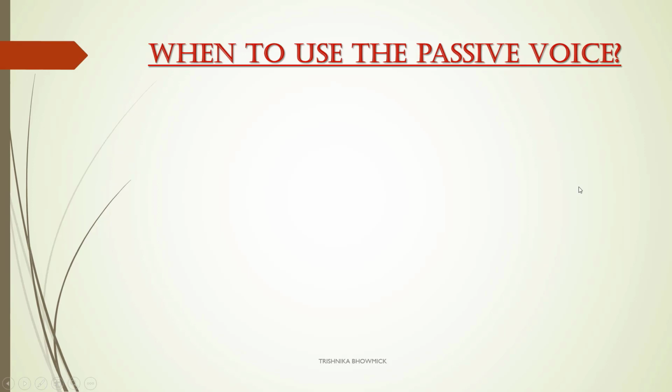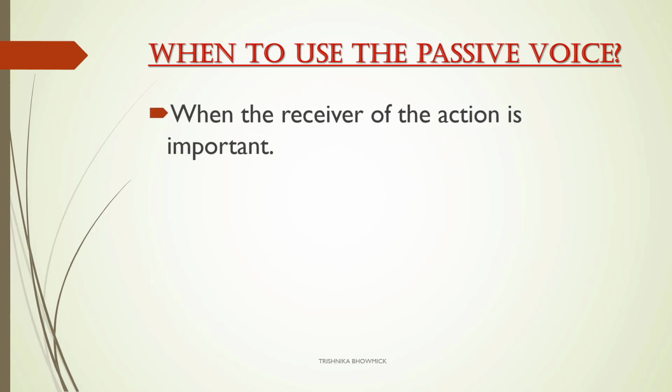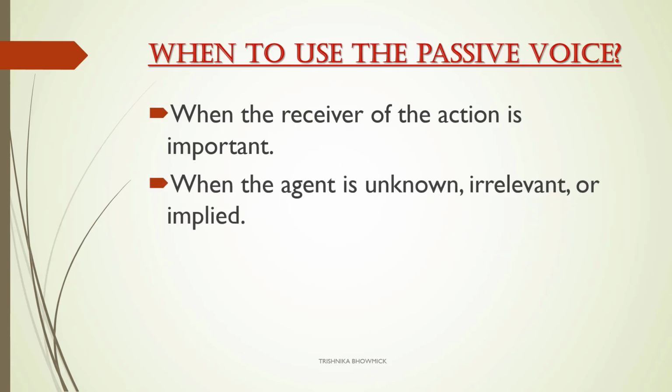Now, when to use the passive voice? When the receiver of the action is important, when the agent is unknown. If there is no mention of who does it, we know something has been done, but we don't know who did it, we can use passive voice.